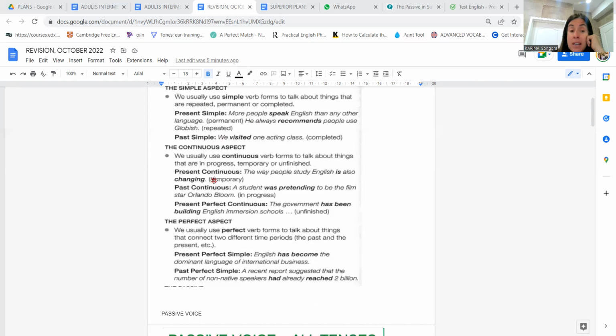The other aspect that we have is the continuous aspect. The continuous aspect, of course, is ing. And what do we have? We have present continuous, verb to be, the auxiliary, and ing. Then we have past continuous, that is was or were, verb to be again, siempre va a ser el verb to be, pero en diferentes conjugaciones, and always the verb with ing. Todos los tiempos continuos terminan el verbo con ing.